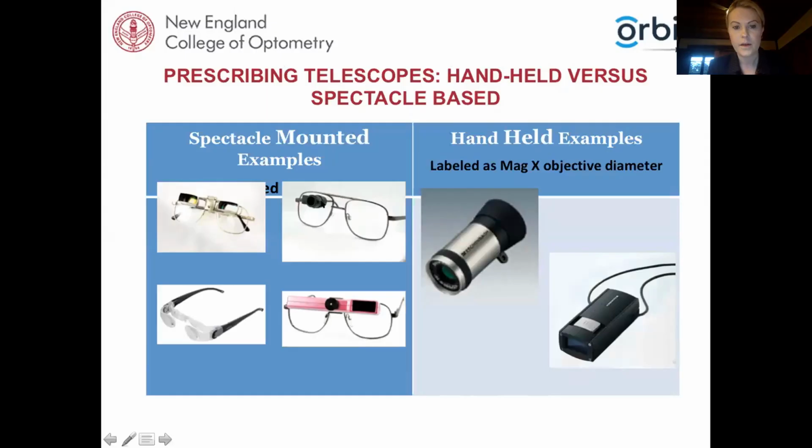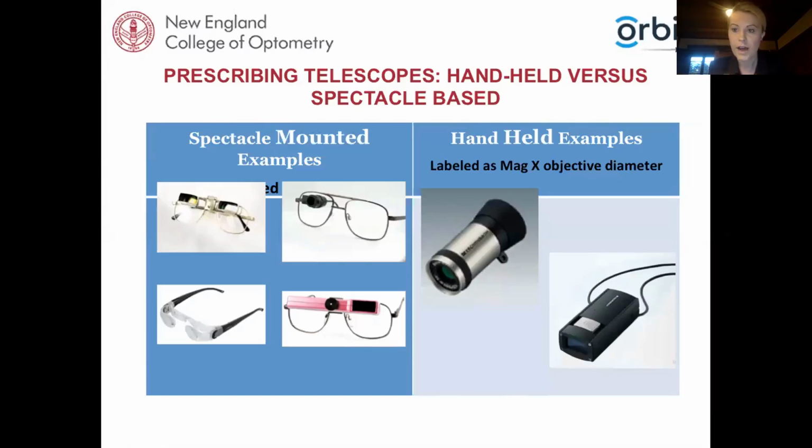This system that I'm pointing to here is a Keplerian telescope that's actually, we drill a hole in the lens and we insert that telescope and glue it in. And so, yeah, you can actually just mount a telescope right in the glasses.